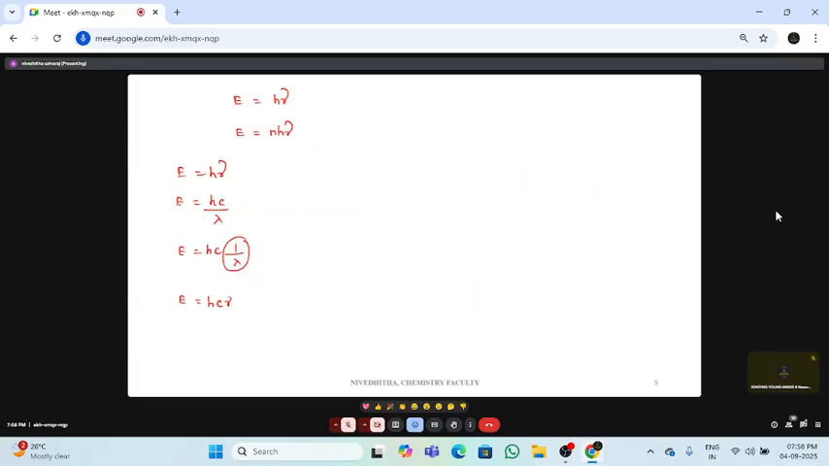That's it. So from this expression, we can understand that energy and frequency are directly proportional. From this expression, I can understand that energy and wavelength are inversely proportional. And from this expression, I can understand that energy and wave number are directly proportional. We can use any of these formulas to calculate wave parameters. We have to choose the formula based on the data given. Okay. Is that clear?